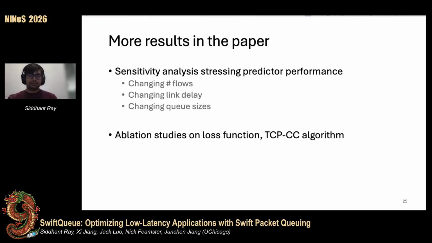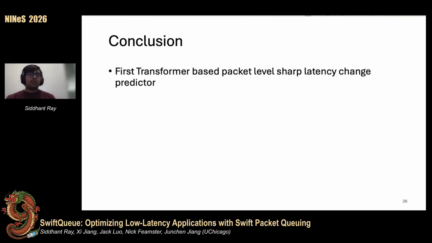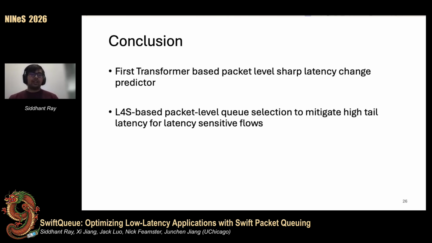So in conclusion, we would want to reiterate that we are the first transformer-based packet-level sharp change value predictor for use in networks. And for L4S, we achieve packet-level queue selection to mitigate high tail latency for latency-sensitive flows.